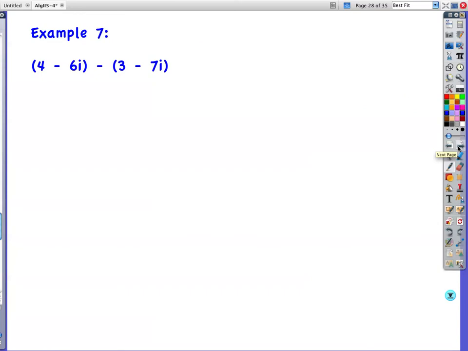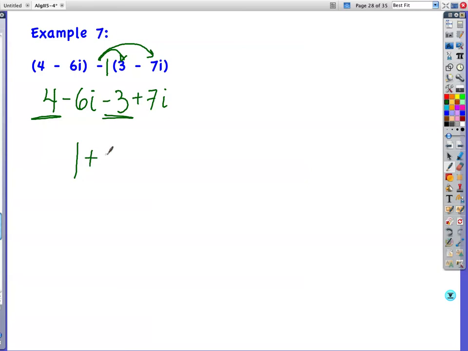Same kind of problem right here. We have that subtraction right there in front of a parentheses. We miss this a lot. For as much as we know it, we still seem to be kind of missing it here and there. So I'm going to have negative 1 times 3, which is negative 3. Negative 1 times negative 7i is positive 7i. Another way of thinking that, I usually just think switch the signs. If I'm doing it by myself, I just switch the sign, and call it good. Then combine like terms. 4 minus 3 is 1. Negative 6i plus 7i is just i. 1 plus i.